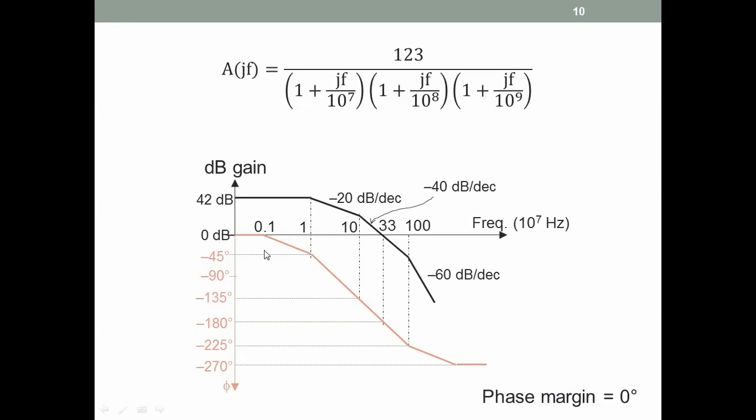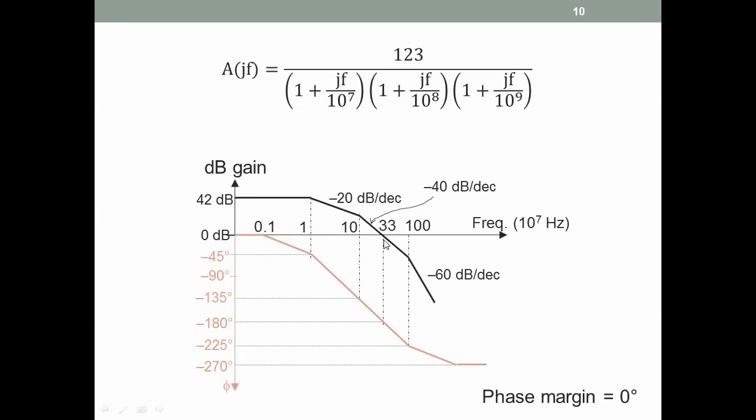Now if you look at the magnitude function, this is 0 dB, which is unity gain. If you calculate, this is not an easy calculation actually, but if you do, you will find that the gain becomes unity at 3.3 times 10 raised to 8. So the unity gain frequency is 3.3 times 10 raised to 8. And as I said, I have designed this deliberately so that at the unity gain frequency, the phase is exactly minus 180 degrees. So we know that this system will oscillate.